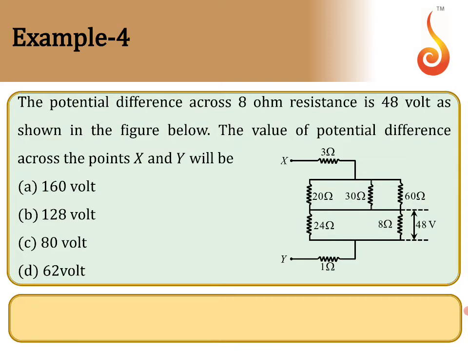The potential difference across 8 ohm resistance is 48 volt as shown in the figure. The value of potential difference across X and Y will be.